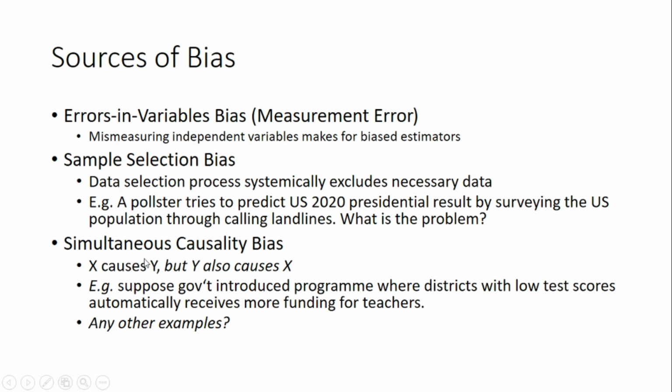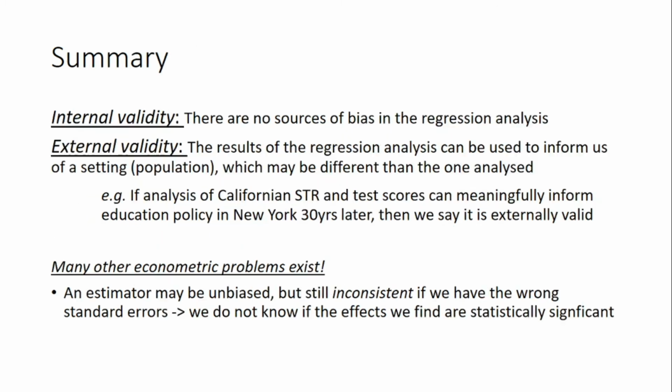Lastly, we have simultaneous causality bias. So it's not only the case where X causes Y, but also Y causes X. If you have one of these issues of simultaneity, then you've got another source of bias. Here we've got an example where, suppose the government introduced a program where districts with low test scores automatically receive more funding for teachers. So now we have the case that test scores actually cause class size. It goes the other way. And if we're not aware of this, we're not trying to adjust for this, then we will bias our estimates.